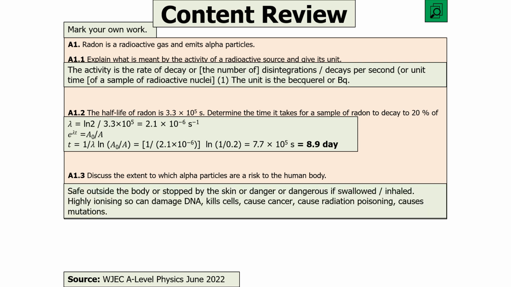Now, alpha particles can be a risk because they're safe outside the body because they're stopped by skin, but they are dangerous if they're swallowed or inhaled, and they're highly ionizing, so they can damage DNA, kill cells, cause cancer, and cause mutations in humans.